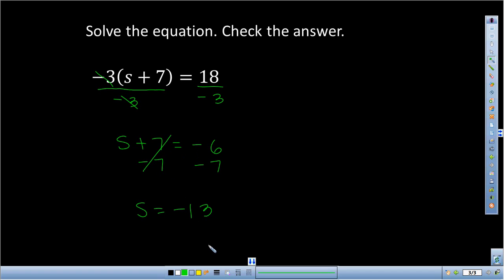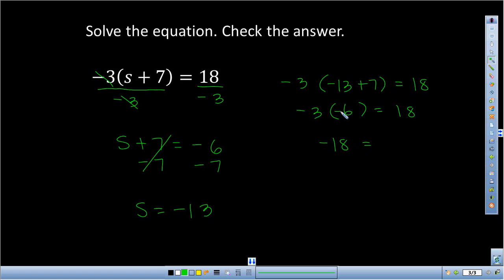Now let's do a quick check. We have three opposite groups of negative 13 add 7 is equal to 18. Negative 13 added to 7 is negative 6. So we have three opposite groups of negative 6, or negative 3 multiplied by negative 6, and on the other side of the equation we have 18.